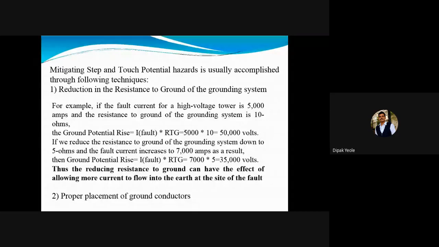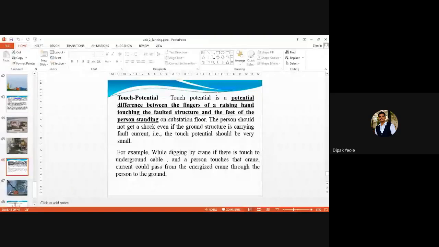Now what is the second method? Proper placement of ground conductors. म्हणजे आपल्याला जिथे आवश्यक आहे तिथे ग्राउंड कंडक्टरची प्लेसमेंट, you have to make the insurance. Yes, so these are the two ways of mitigating the step potential and touch potential. So I hope you understood this concept, and this is the end of your second B part.